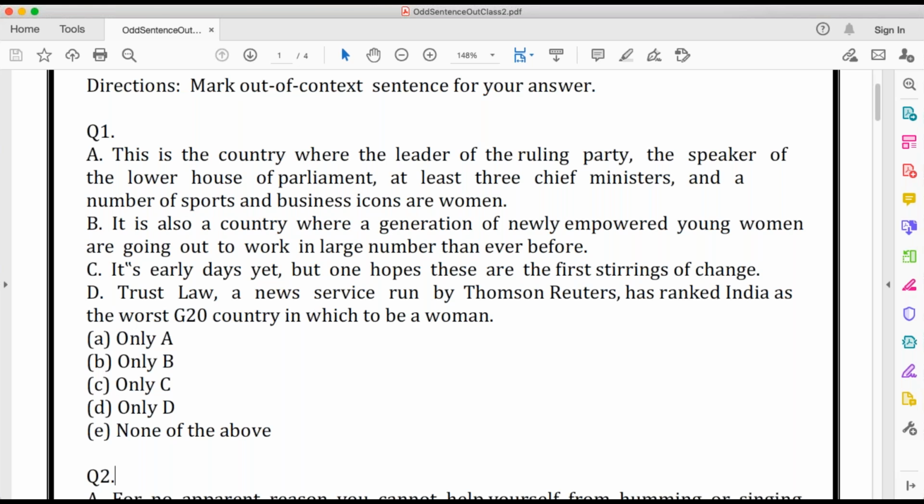So these questions can primarily come in CAT, IPM, XAT, SNAP, and NMAT. They will not come in TESTNET.